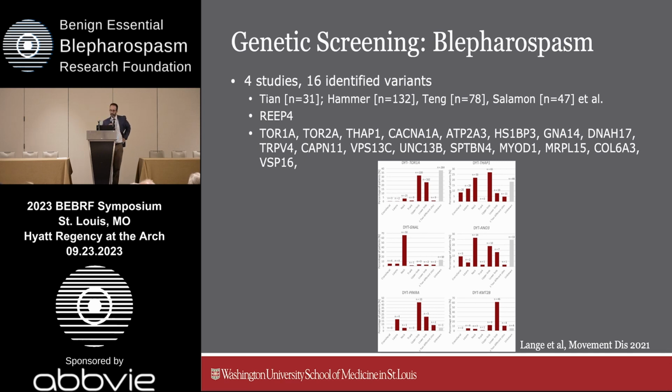Those with blepharospasm who have undergone screening, particularly those with a known family history, there have been 16 plus identified gene variants in 4 relatively large studies. So the authors' names, Tien, Hammer, Tang, Selman, and the N is the number of patients with blepharospasm who have been included in that study. So not a lot of patients with genetics known, and then certainly I'm not going to test you on the genes that I've listed here. All those funny consonants and numbers are the various genes that have been identified. I do highlight REEP4 because there's a relative convergence of that gene in blepharospasm, but more to be determined.